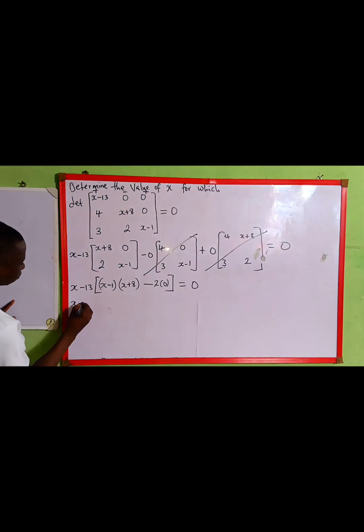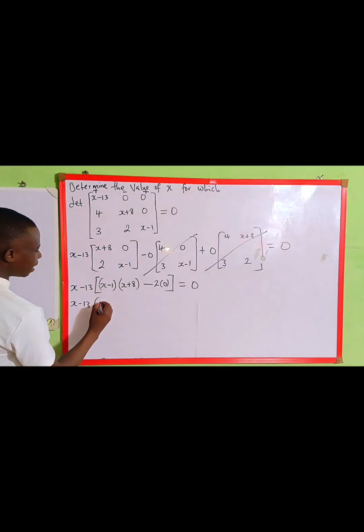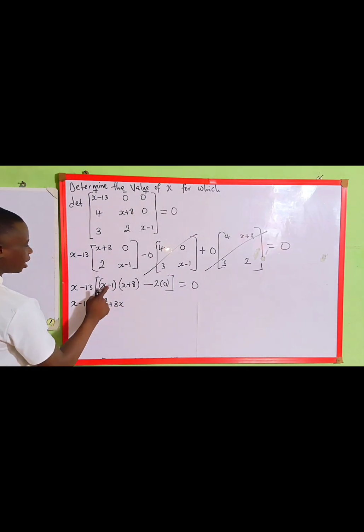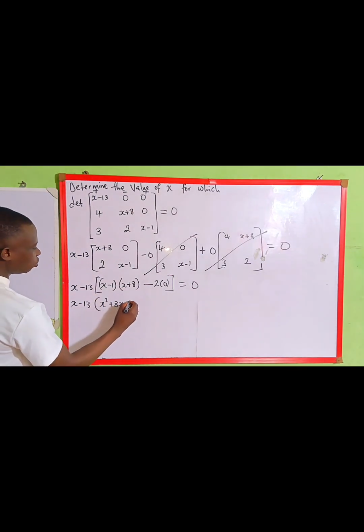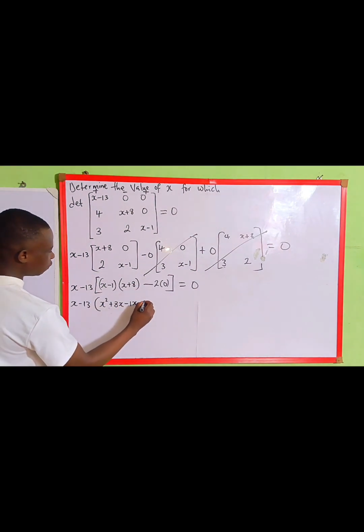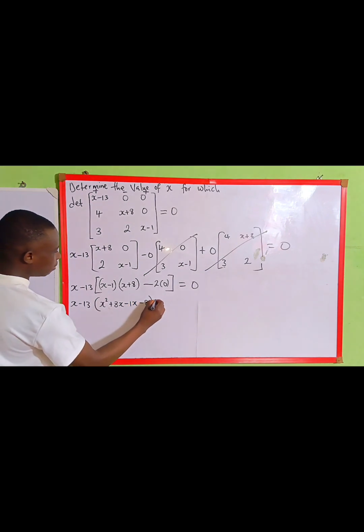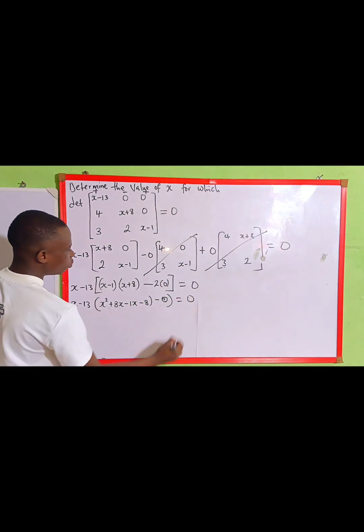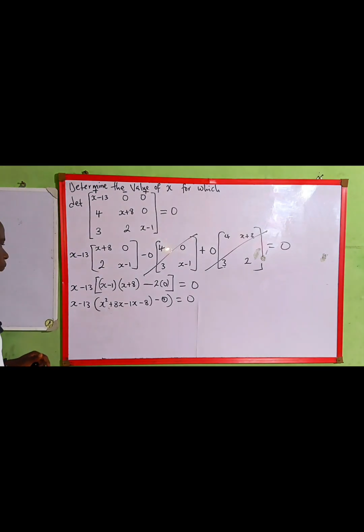So now let's simplify this. We have x minus 13 into the bracket of x multiplied by x, which gives us x squared. x multiplied by 8 gives us 8x. Negative 1 multiplied by x gives us negative 1x. Negative 1 multiplied by 8 gives us negative 8. Then minus 2 multiplied by 0 is 0. Then everything will be equal to 0.